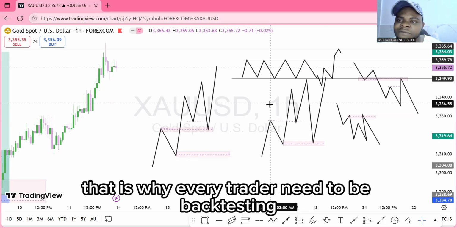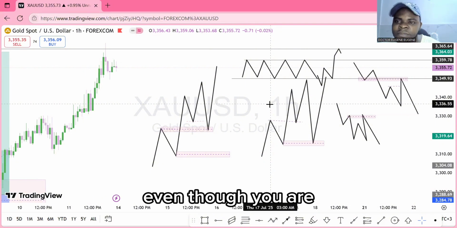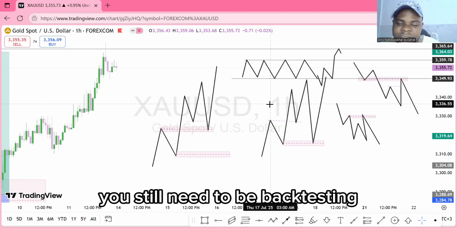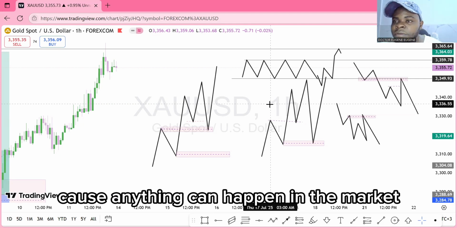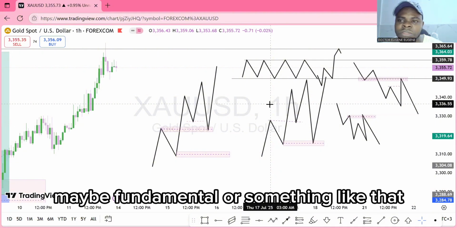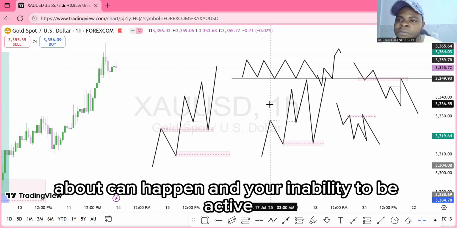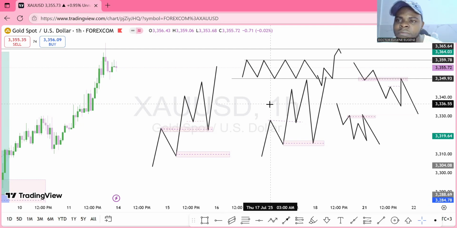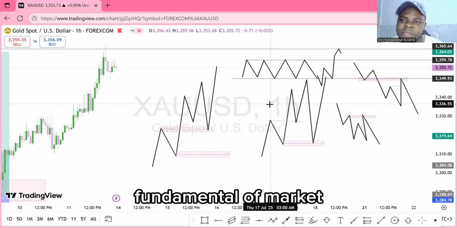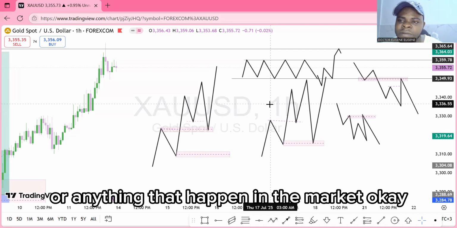That is why every trader needs to be backtesting every time. Even though you think you are making money from trading, you still need to be backtesting because anything can happen in the market. Any new changes, maybe fundamental or something like that, can happen, and if you are not active psychologically, then you will get broken by the market fundamentals or anything that happens in the market.